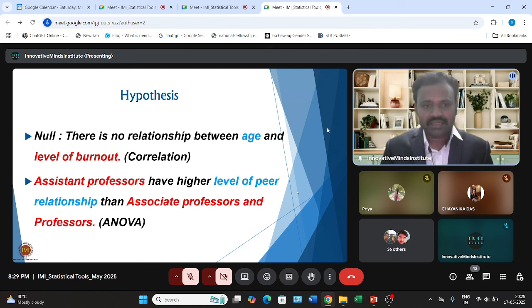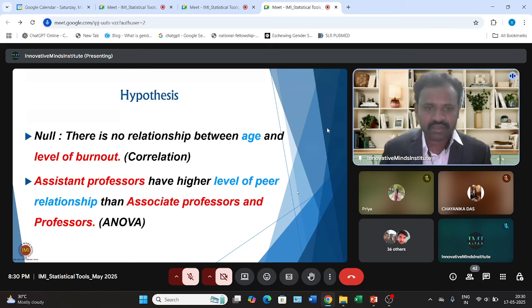Right. Let's look into some other models of hypothesis also. There is no relationship between age and level of burnout. There are two variables, age and the level of burnout, and the condition applies. If you study the review of literature, there is an existing relationship between them; this is one way. And another one: assistant professors have a higher level of peer relationship than associate professors and professors. Yes, this is another hypothesis.